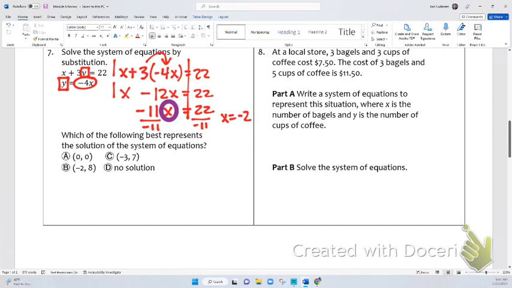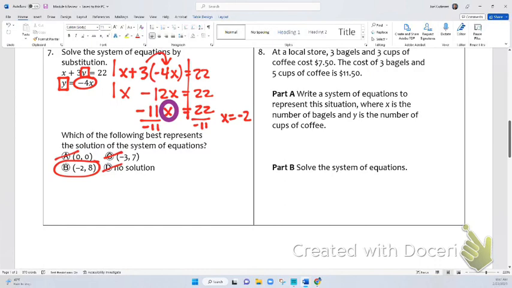Now obviously we can continue. But if you look down at our possible answers, the only one that has the x value as a negative 2 is not A, it's not C, and we obviously just got an answer for the x, which means it can't be no solution. So by using this thing called process of elimination, we can see that when x is negative 2, the y value will have to be 8. If you don't believe me, you can plug that back in and see for yourself.